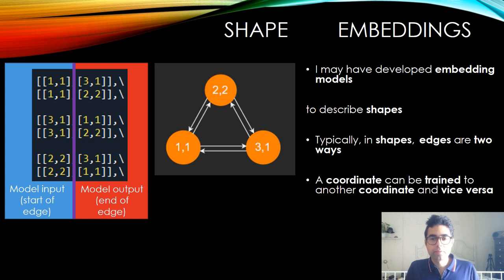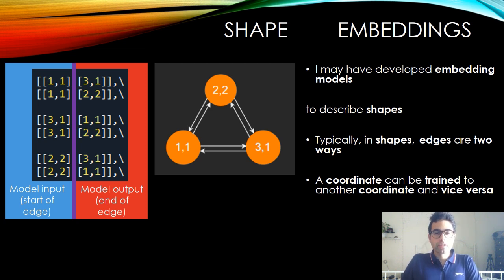So I may have developed embedding models to describe shapes. In this context, I may have assumed the edges to be two ways to represent information flowing to and from nodes. When training my shape embedding model, I consider a node to be an input and possible connected nodes to be an output.